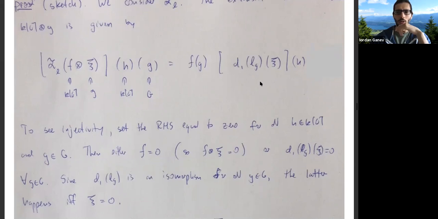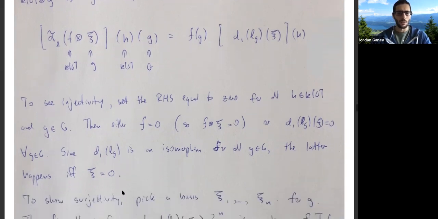What if this part is 0 for all h? That means that this left translation of xi is 0 for all G. And then we have to have xi equal to 0, because this left translation is an isomorphism. Its differential is an isomorphism on vectors, on tangent spaces. So that shows injectivity. What about surjectivity?